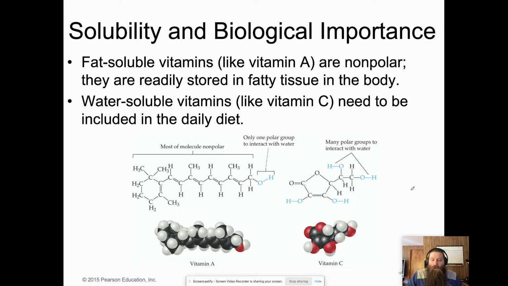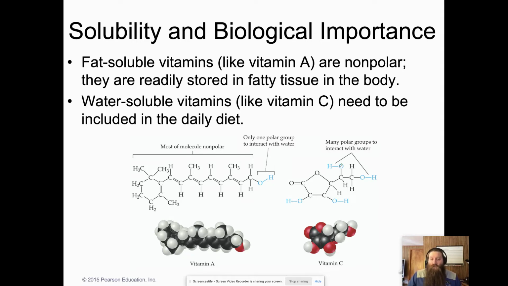How can I look at those vitamins and know which one's fat soluble and which one's water soluble? Well, most of the molecule on vitamin A we can see is nonpolar. I know it's nonpolar because if I look at it, there's nothing but C and H, right? So we know that C and H forms a nonpolar bond. On the right end, it does have an OH group, a hydroxyl group. But that's the only group on it that is polar. So water could interact there, and that's about it.